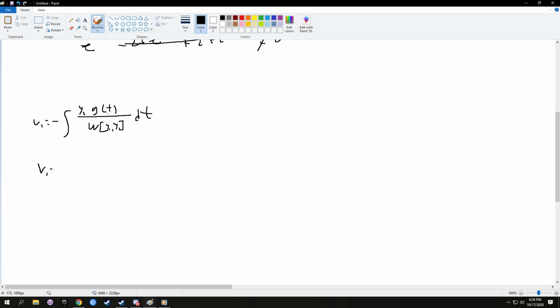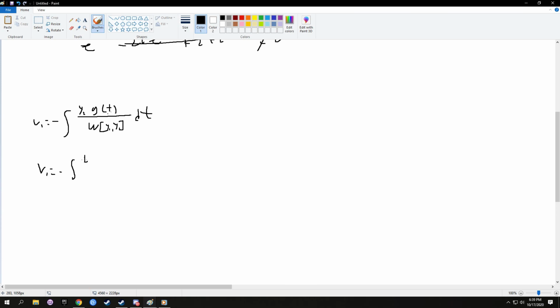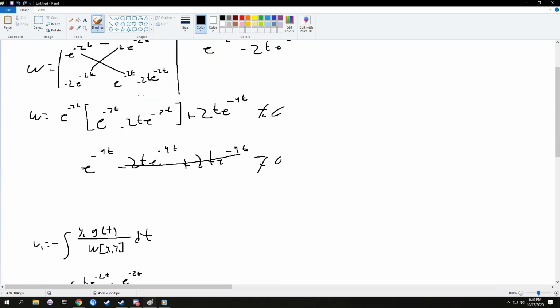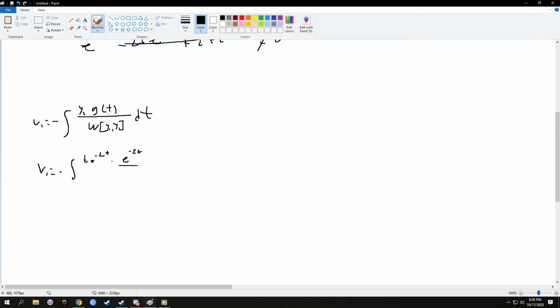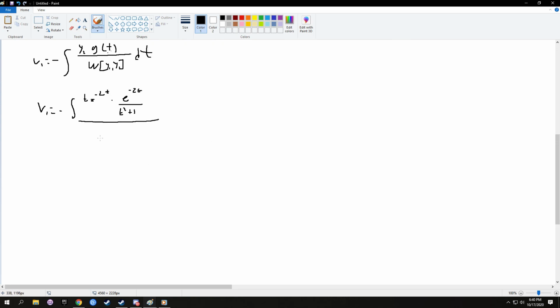So my v1 now equals the negative integral of, where is y2? y2 is right here. It becomes t e to the negative 2t times this, so this becomes e to the negative 2t divided by t squared plus 1, and now this will all be divided by my Wronskian, dt, and this integral must be bigger.